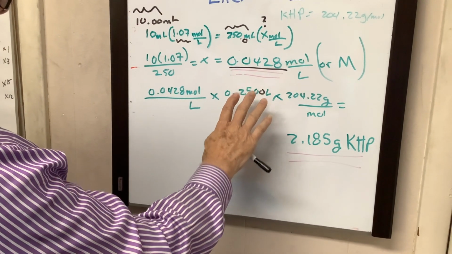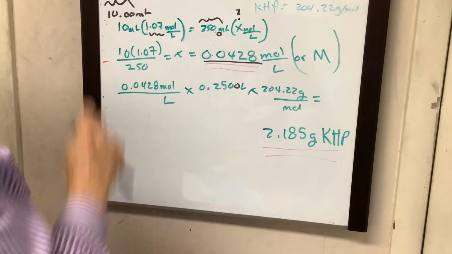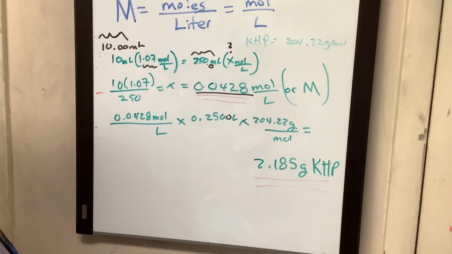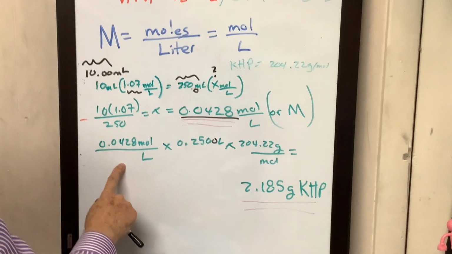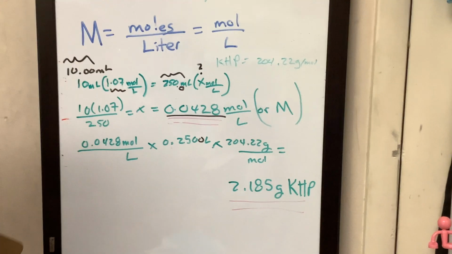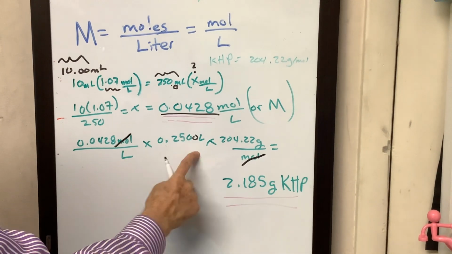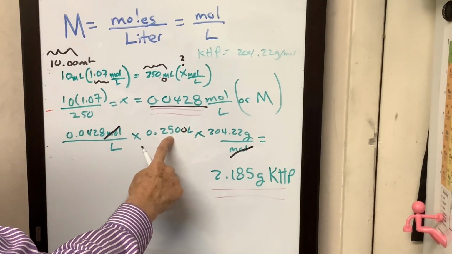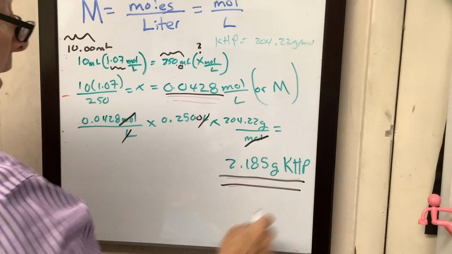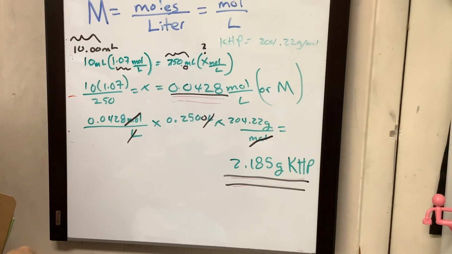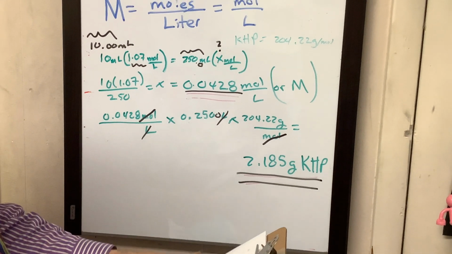With apologies to my math teachers. But the point of this is how many grams of potassium hydrogen phthalate are in that 250 mils? Well, I know its concentration is this many moles per liter. I know its molar mass, so I can convert those moles to grams. I know how many liters I have, 1/4 of a liter. The liters cancel too. And in the end, it'll tell me how many grams I have. I did the math on my calculator and I got 2.185 grams of potassium hydrogen phthalate.